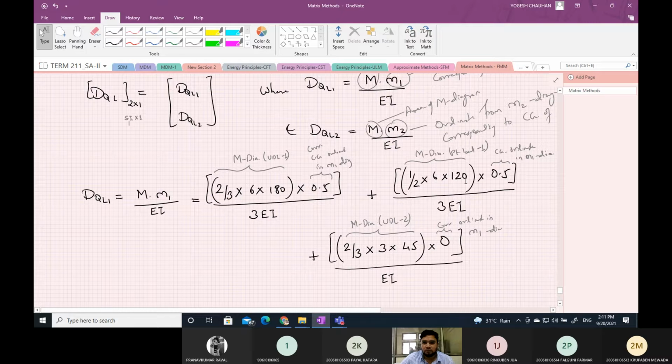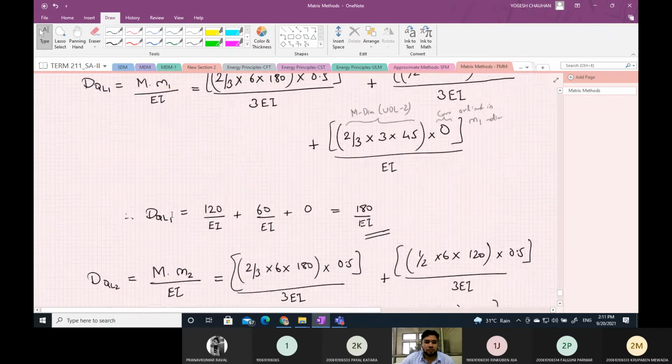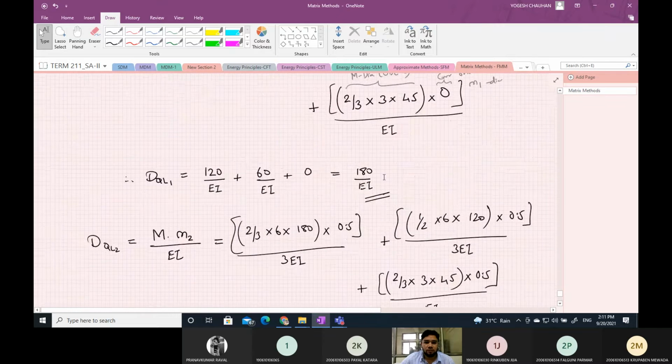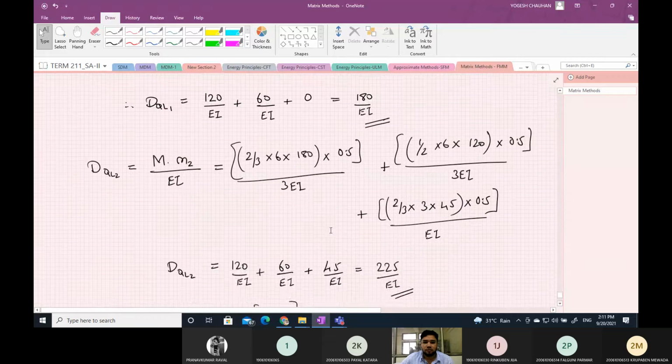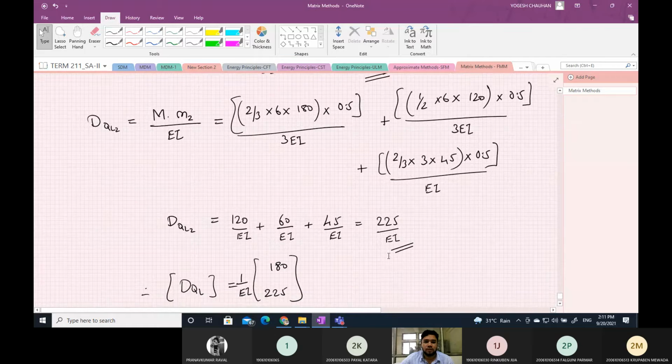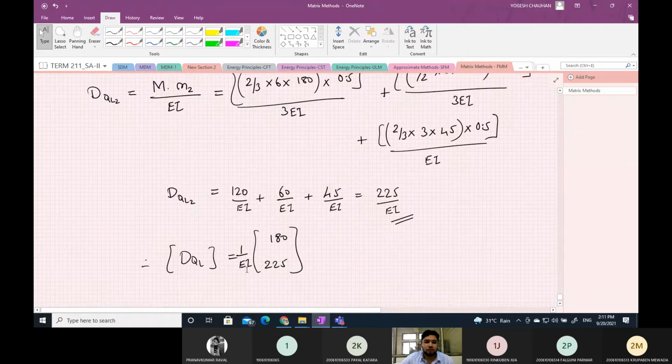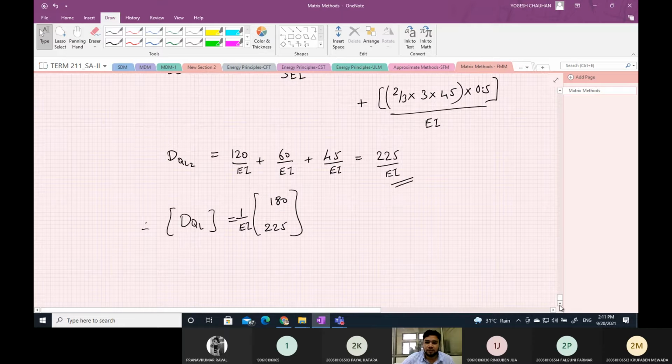Then this is for the point load, and this is for the UDL on segment BC. The same procedure is done here. You will get DQL1 as 180 by EI. Similarly, DQL2 you will get as 225 by EI. So your DQL matrix is formed: 1 upon EI times 180 and 225. Now next is the flexibility matrix, that is the F matrix.